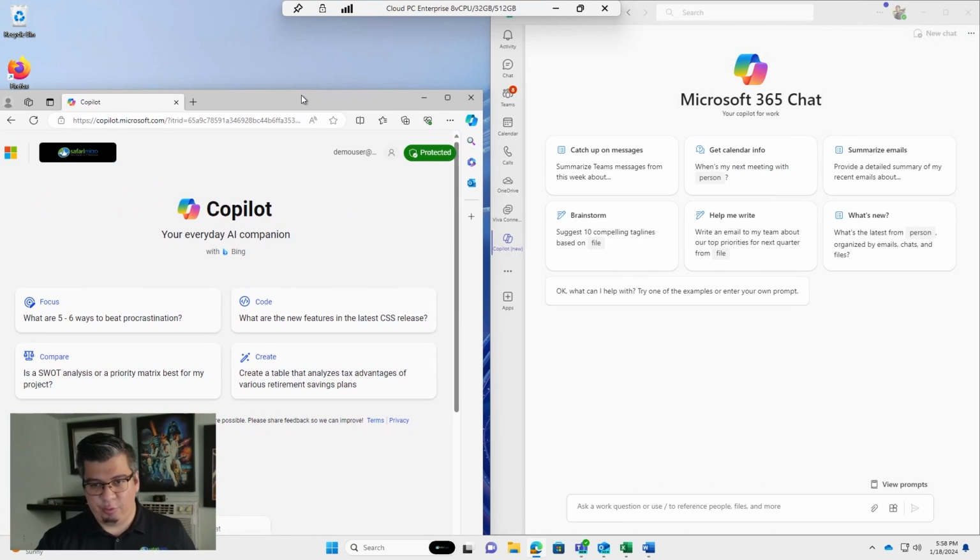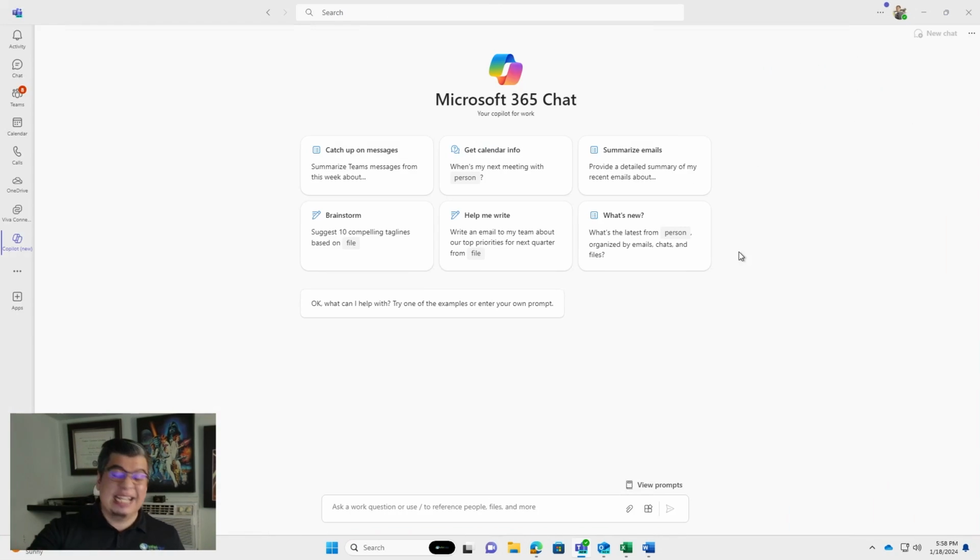Now, if we look at Microsoft 365 Chat, this is connected to Microsoft 365. It's connected to your Graph, which has its hands in all of the data that's in your Microsoft 365 tenant. So your SharePoint side, your email side, your Teams side, OneDrive, all of that is integrated with the Microsoft Graph, which is integrated with Microsoft 365 Chat, Copilot for Microsoft 365.